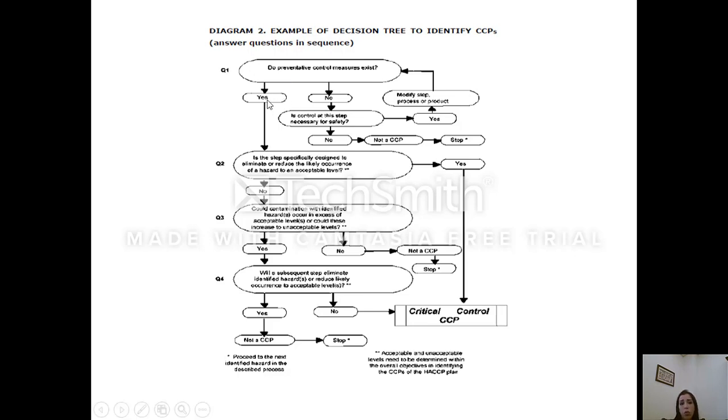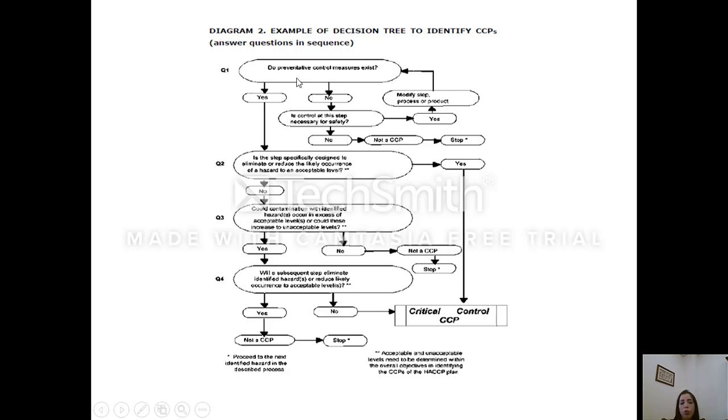Yes, we have some control measures existing because usually this tomato paste should be already safe while receiving, okay? So if yes, we continue. If no, is control at this step necessary for safety? No, not a CCP. For example, if I'm talking about tomato paste at the receiving this time, okay? Physical hazard. Do preventive control measures exist? Yes, they do exist, okay?